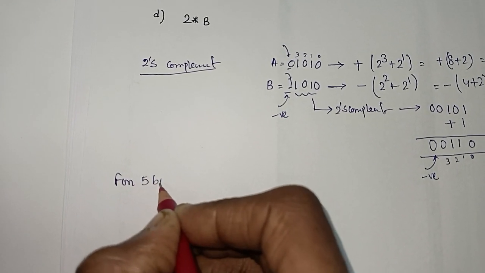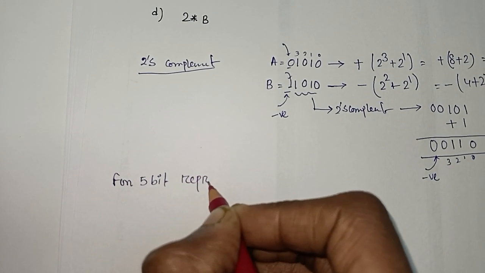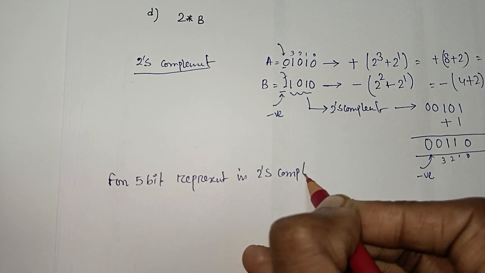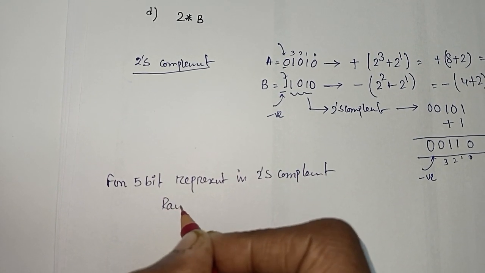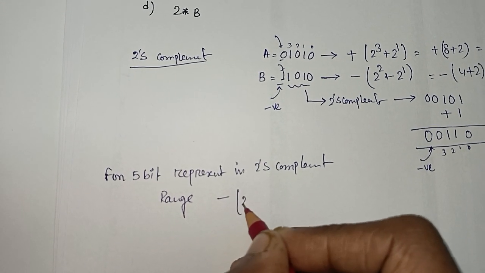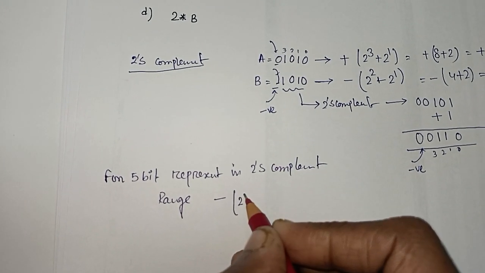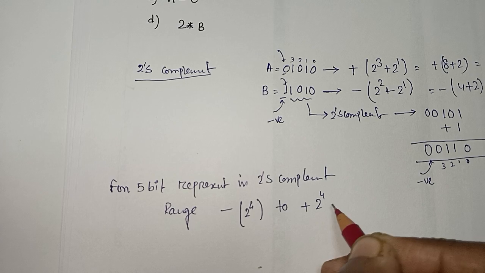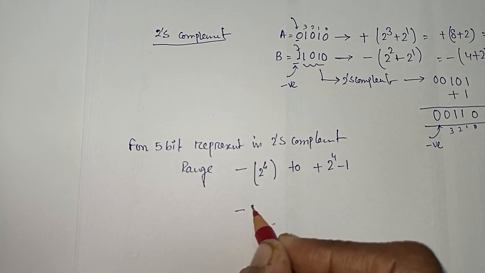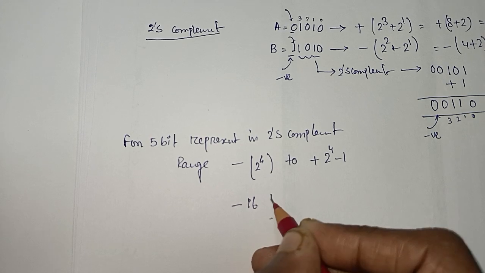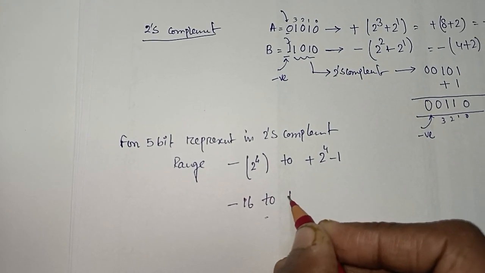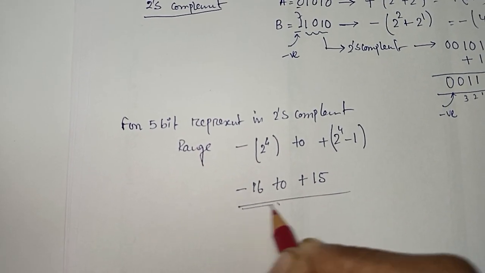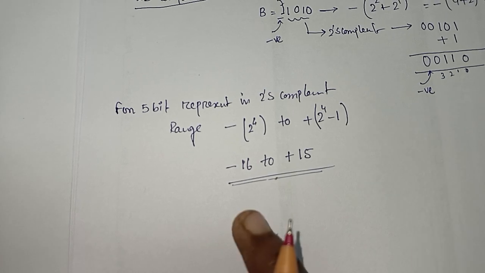For 5 bits in two's complement, the range is between minus 2 to the power 4 to positive 2 to the power 4 minus 1. So the range, with 2 to the power 4 meaning 16, is minus 16 to plus 15.